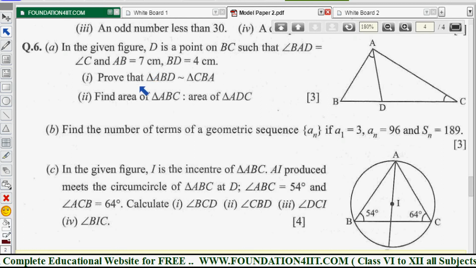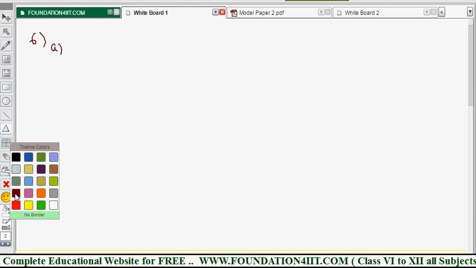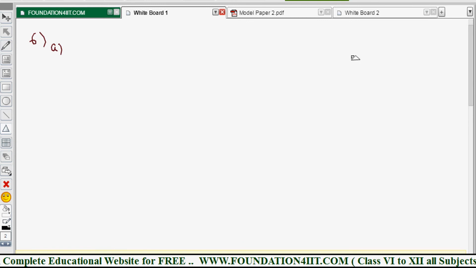Two questions. First, you need to prove triangle ABD, this small triangle, is similar to triangle CBA. That means the complete ABC triangle; you have to prove similarity first. So let us take the given data and prove. Let us take the triangle ABC, and one more line, A to D, is another point.